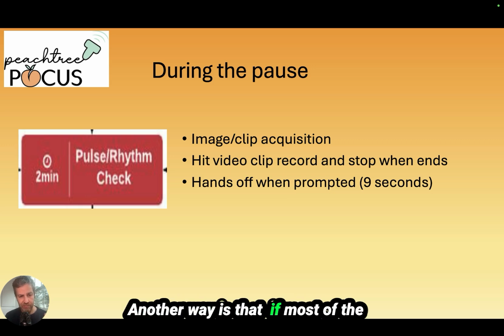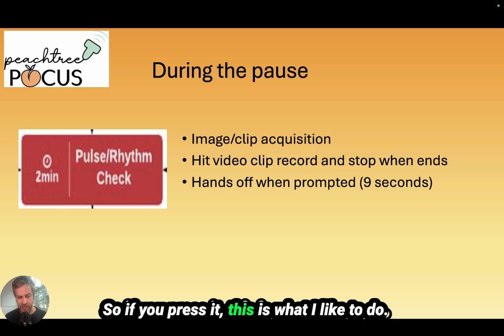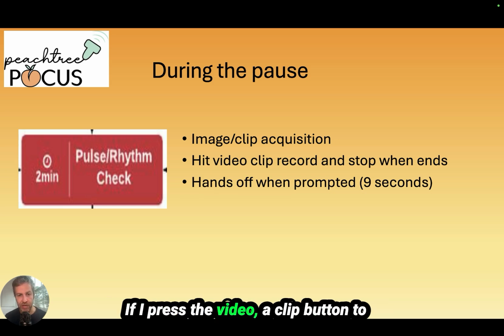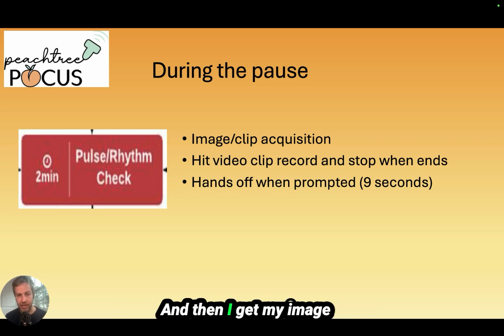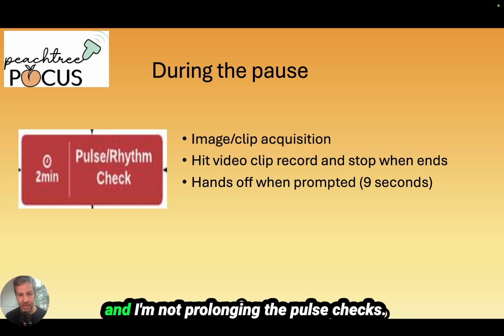Another way is that most of the time when you're saving clips on ultrasound, it'll save 6 seconds. And we want to keep our pulse check pauses under 10 seconds. So this is what I like to do: I press the video clip button to save just as the pulse check and rhythm check start, and then I get my image, and as soon as that clip stops recording, I stop doing the ultrasound, because then I've only done it for 6 seconds and I'm not prolonging the pulse checks.